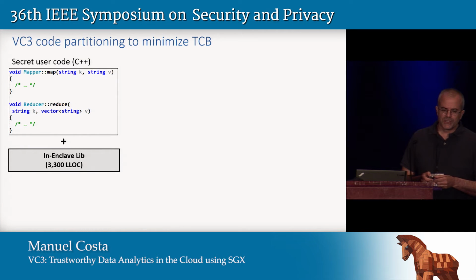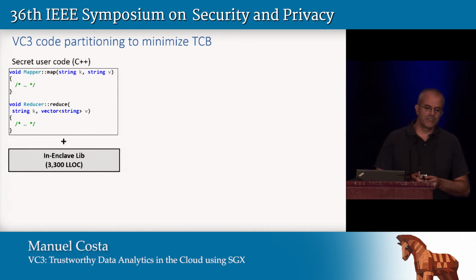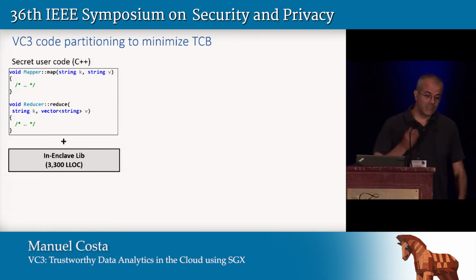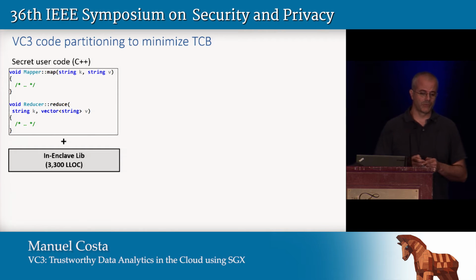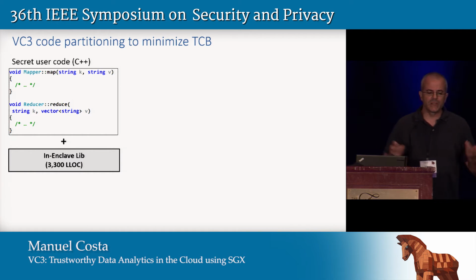Okay, so the first challenge is to partition the system to minimize the TCB. So what we did there was we defined a simple programming model, the traditional MapReduce programming model, and users write code in C++. They write map and reduce functions. We link that user data analytics code with a small library that includes, in our prototype, mathematical and string functions. So these would be typically data analytics libraries.